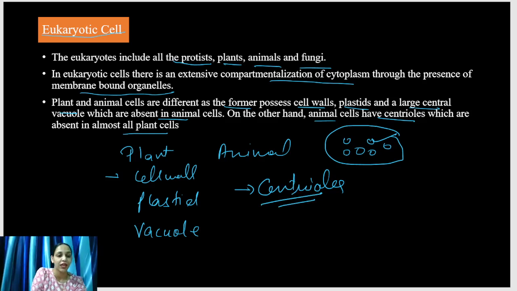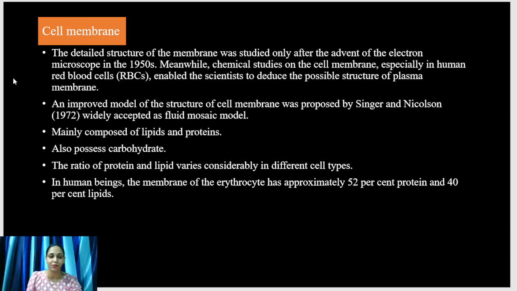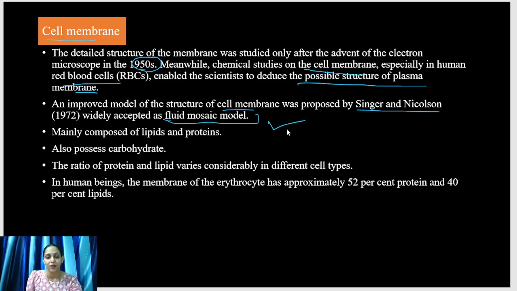Okay. Now, come to the next point, cell membrane. The detailed structure of the membrane was studied only after the advent of the electron microscope in 1950s. Meanwhile, chemical studies on the cell membrane, especially in the human red blood cells, enabled the scientists to deduce the possible structure of the plasma membrane. An improved model of the structure of cell membrane was proposed by Singer and Nicolson in 1972, widely accepted as fluid mosaic model. This is the model we will discuss in the next slide.